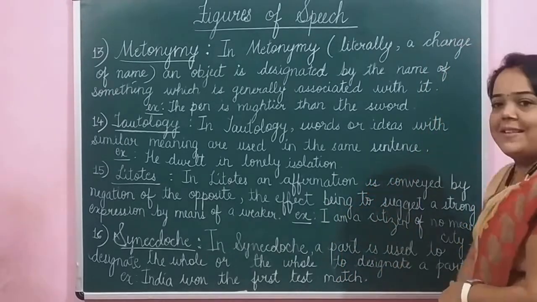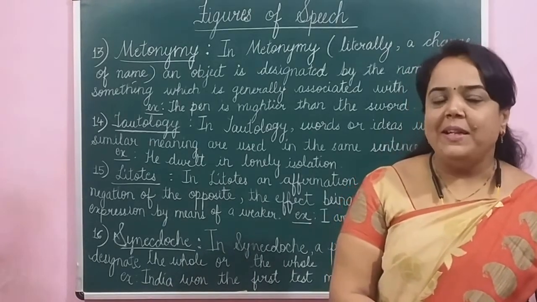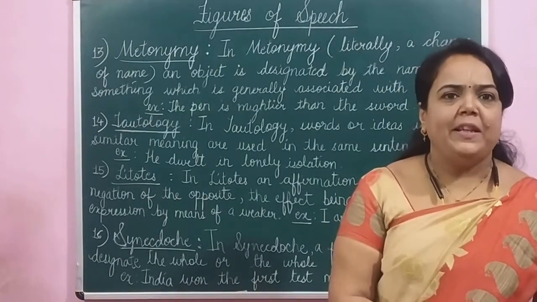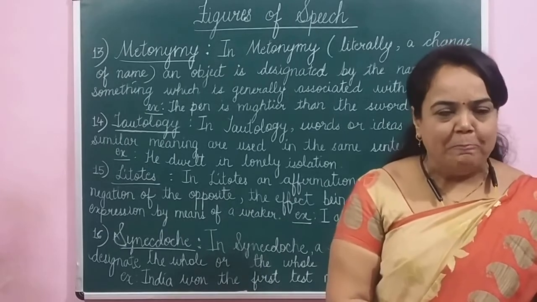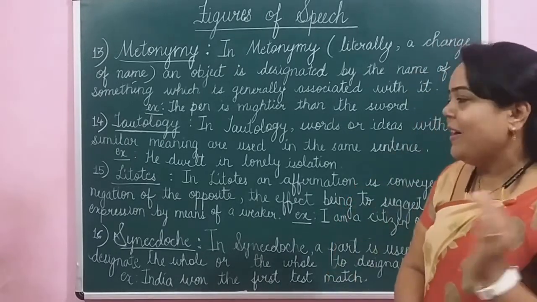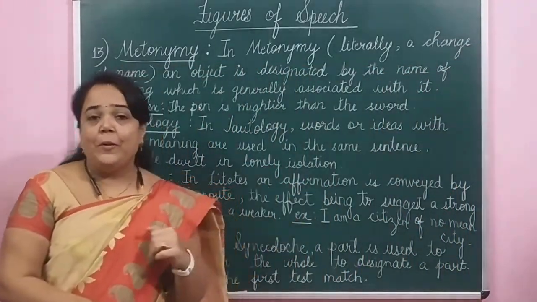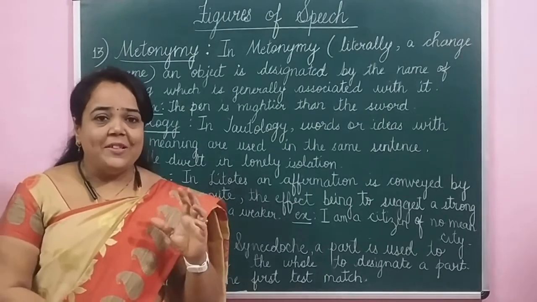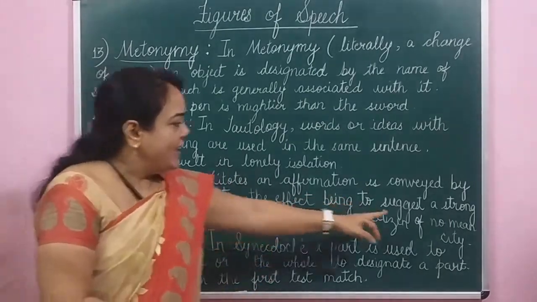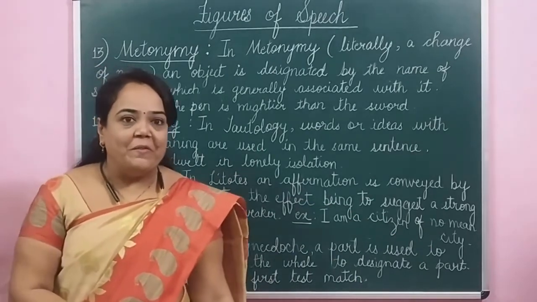I am a citizen of no mean city. No mean city means a very powerful city, a famous city. Right? So instead of saying I am a citizen of a famous city, a well-known city, the person is saying I am a citizen of no mean city. A negative word has been used just for emphasis.